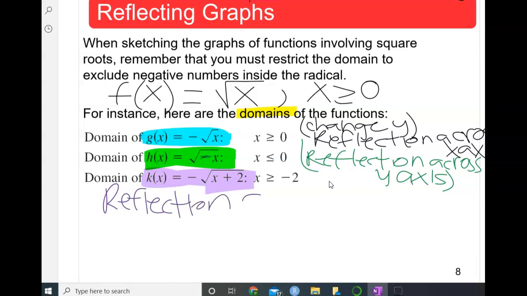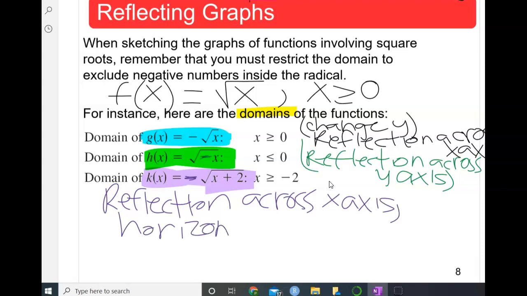Reflection across the x-axis, since the y is changing, so then it will be across the x-axis. And then we also had a horizontal shift of 2 units to the left. That was our transformation.